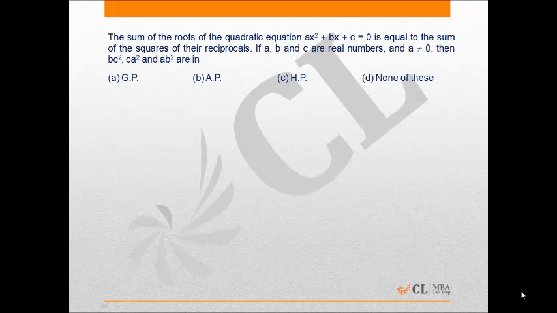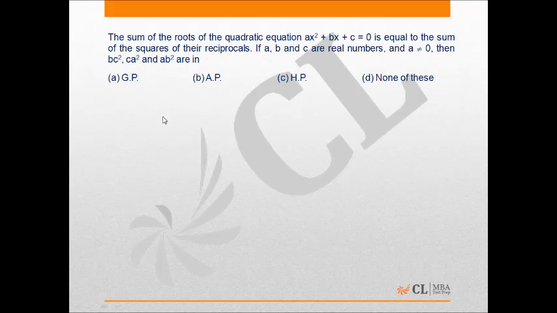This would be a level 2 question. The sum of the roots of the quadratic equation ax squared plus bx plus c equals 0 is equal to the sum of the squares of their reciprocals. If a, b, c are real numbers and a not equal to 0, then we have to find whether bc squared, ca squared and ab squared are in GP, AP, HP or none of these.